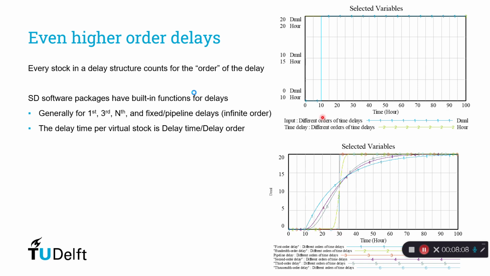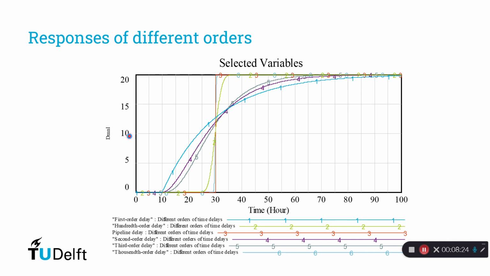So in this case you see that the delay time is 20. And you see that the 1000th order, for which I use the delay n, is almost the same as the pipeline or fixed delay. So here you see it on a larger scale. You see that the number 6 here is almost the same as number 3, but not yet. So you see that you need really high numbers to get this effect of the infinite order.